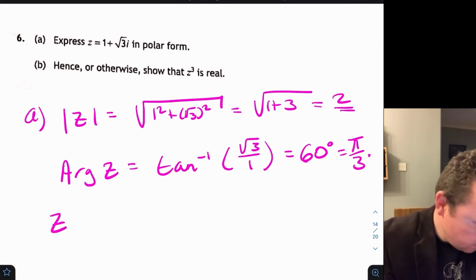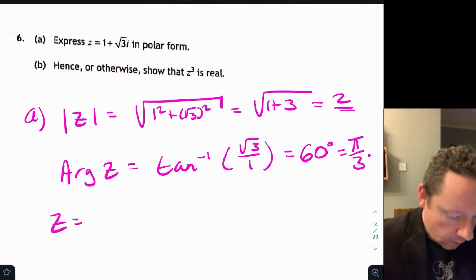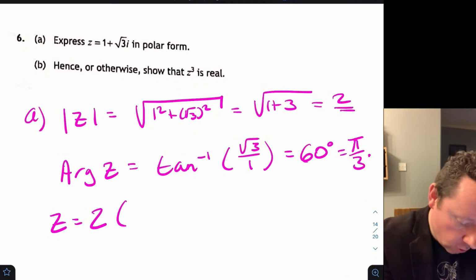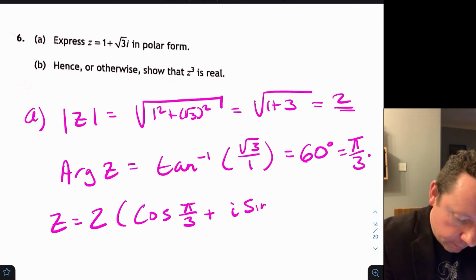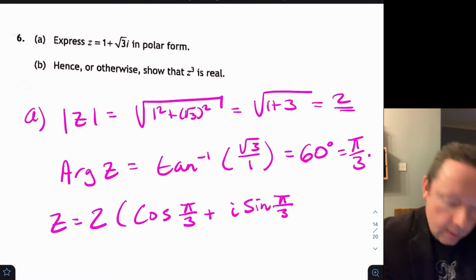Means that z equals 2 times the cos of pi over 3 plus i sine pi over 3. And we're done there.